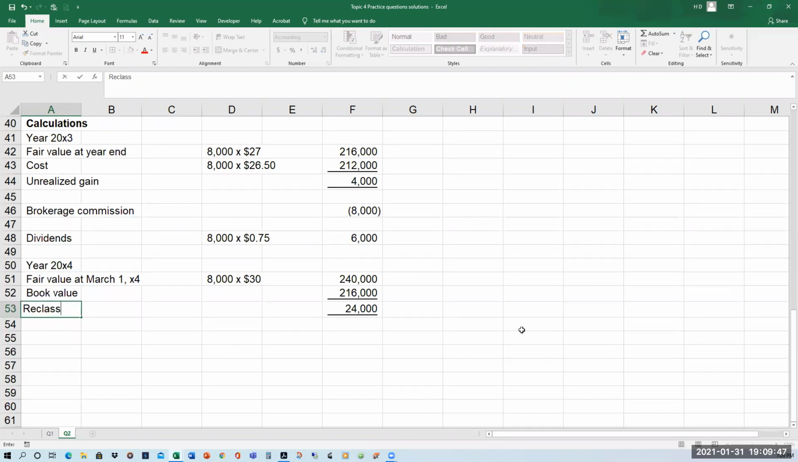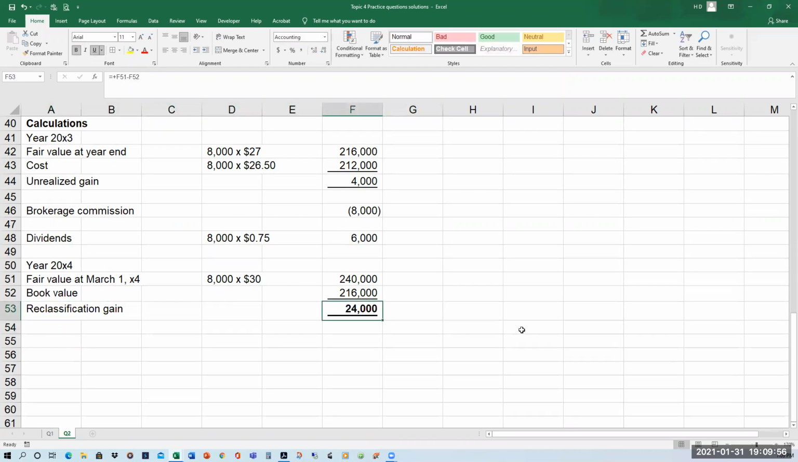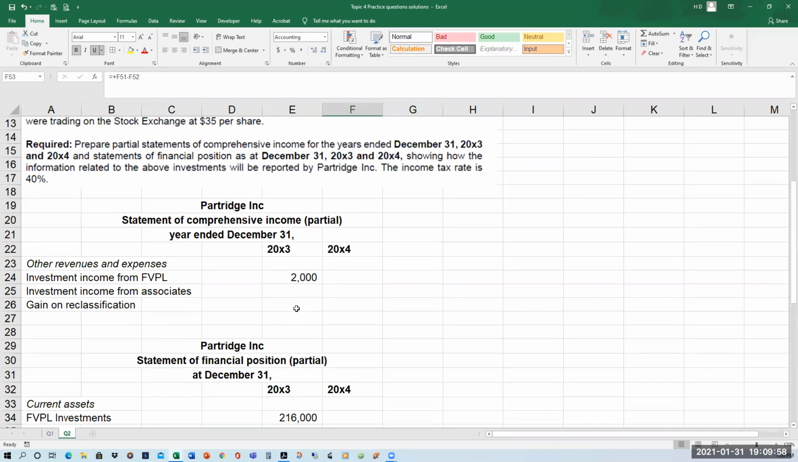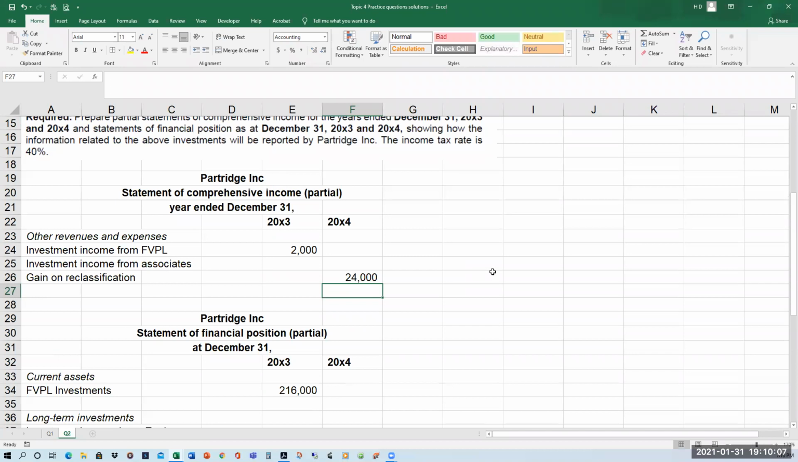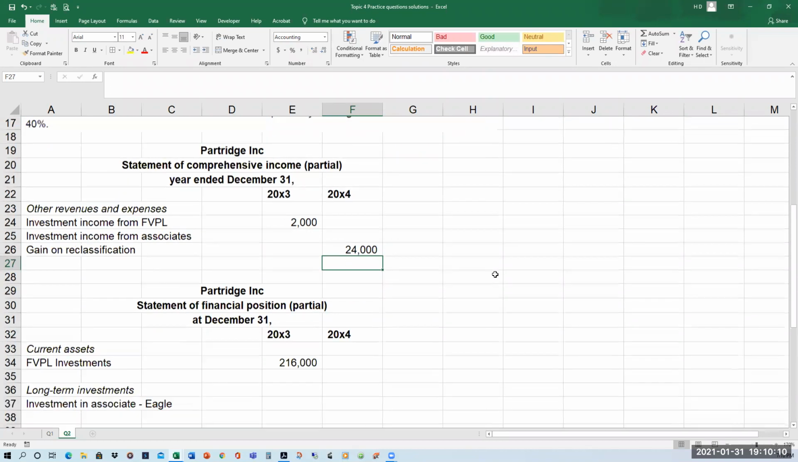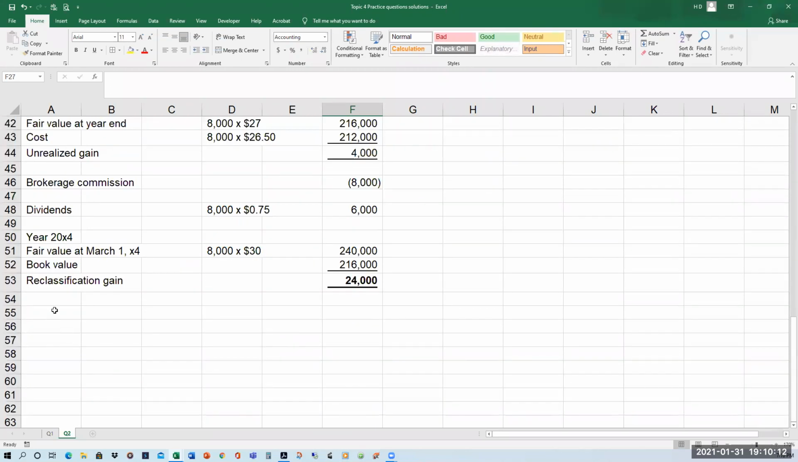This is our reclassification gain, 24,000. This reclassification gain is reported on the income statement for 2004. All right, so now what do we have? The investment in Eagle cost. What is the cost? Well, here's something to ponder.